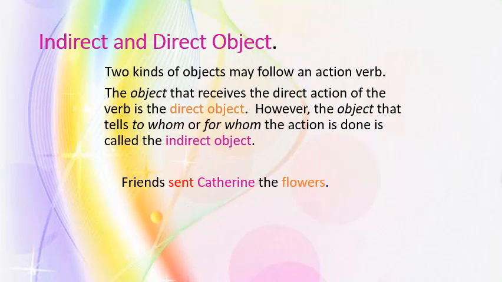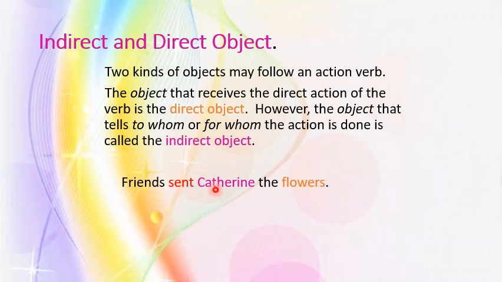Now let's talk about the parts of the sentence: the indirect and the direct object. There are two kinds of objects that may follow an action verb. The object that receives the direct action of the verb is the direct object. However, the object that tells to whom or for whom the action is done is called the indirect object.